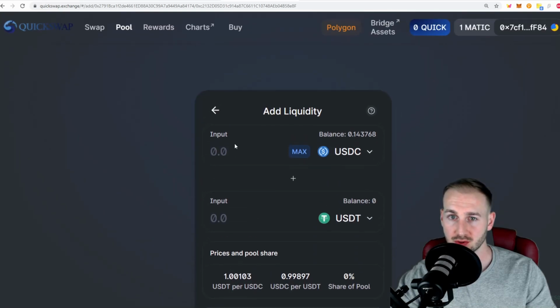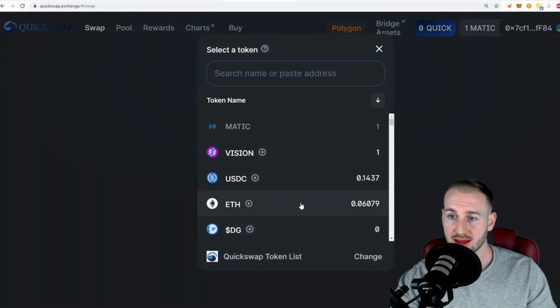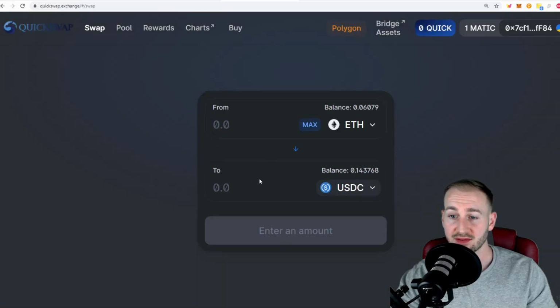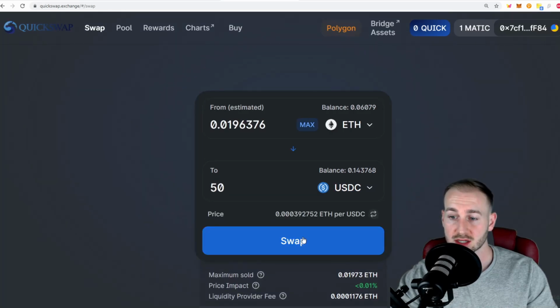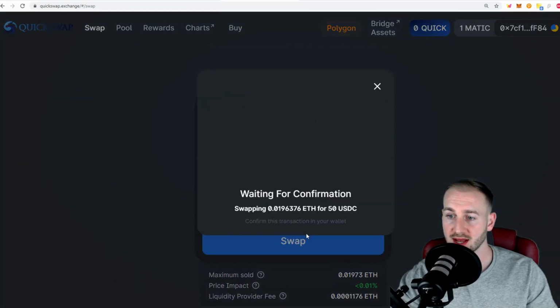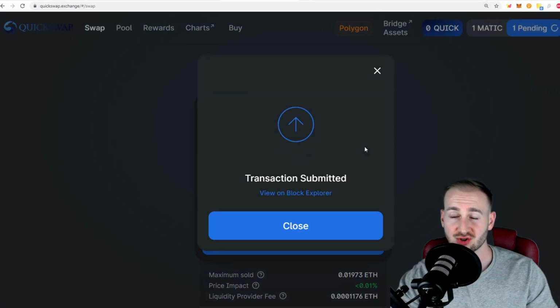So we're going to go over to the swap area, and we're going to get both of these cryptos. So I'm going to swap some of my ETH first for USDC, and I'm going to get 50 bucks worth of each of these. Then click swap and then confirm that, and then MetaMask will prompt me to confirm there as well. The transaction times on Matic are very quick, so this will go through in just a second.